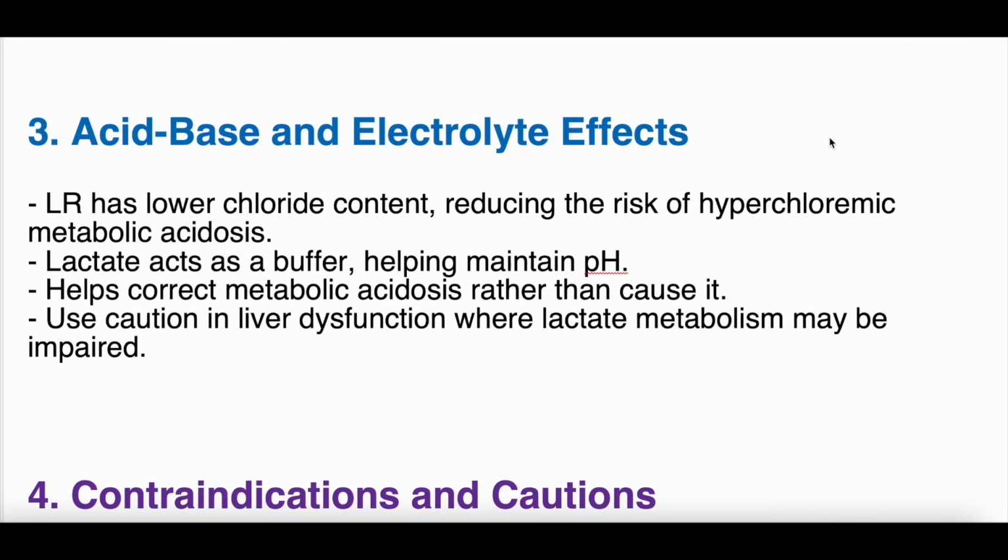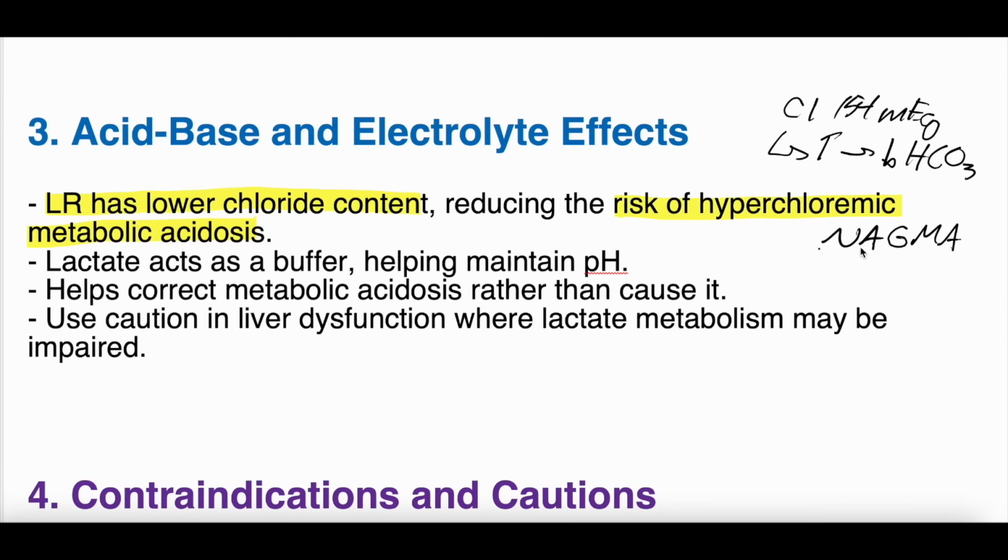All right, acid, base, and electrolytes, we'll probably keep talking about this, but LR has a lower chloride content. So this reduces the risk of hyperchloremic metabolic acidosis. If anyone watched our normal saline lecture, we talked about how there's 154 milliequivalents of chloride in normal saline, and this can lead to a hyperchloremic metabolic acidosis, where increased amounts of chloride lead to the kidney excreting bicarbonate, which then leads to a non-anion gap metabolic acidosis, or NAGMA.